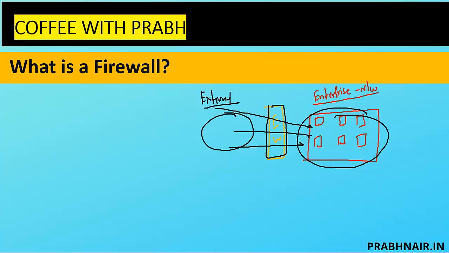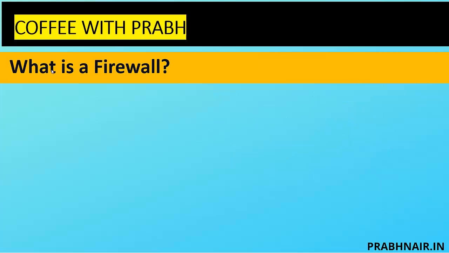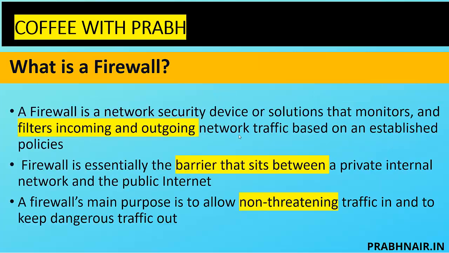We have different types of firewalls, which we'll discuss later. Here, the firewall is a network security device or solution. It can be a hardware device, or we can have software which can be installed on any system, that monitors and filters the incoming and outgoing network traffic based on established policies. According to policy, the firewall basically works.